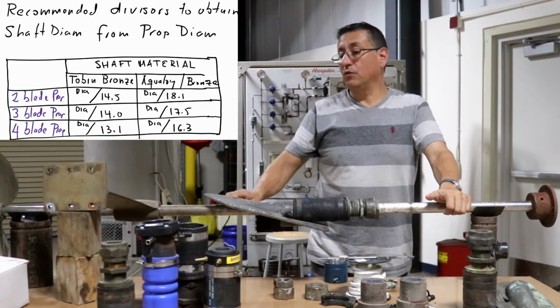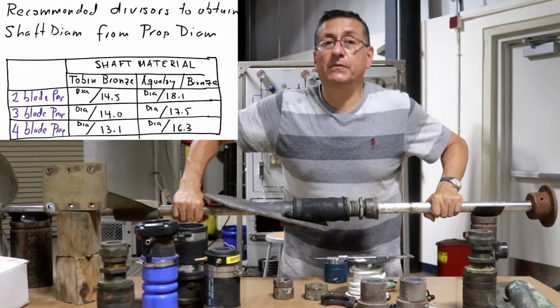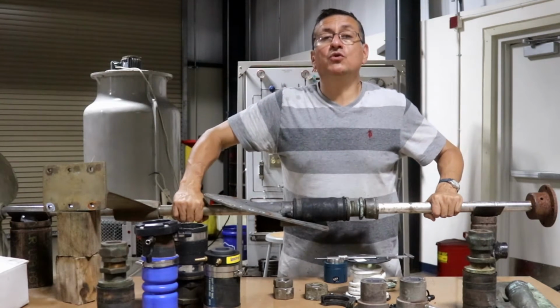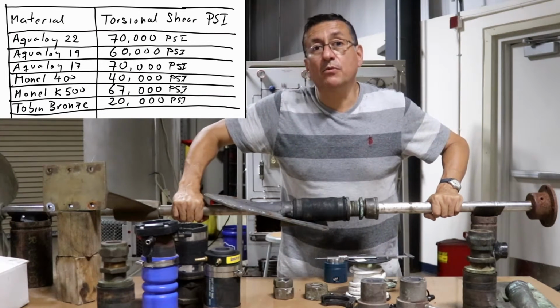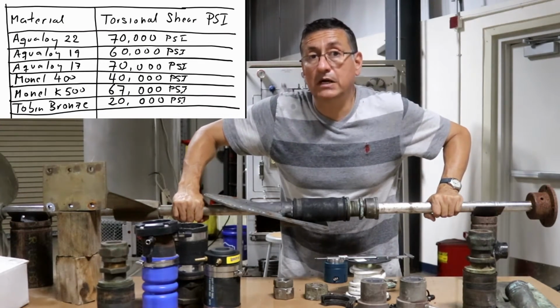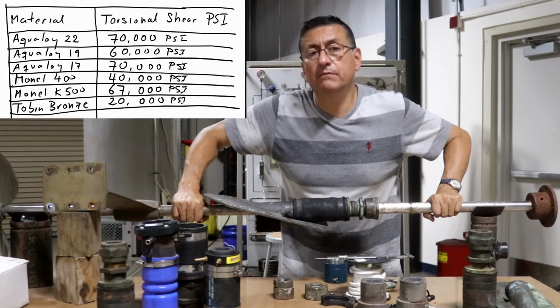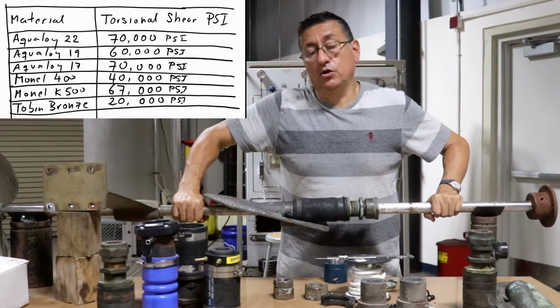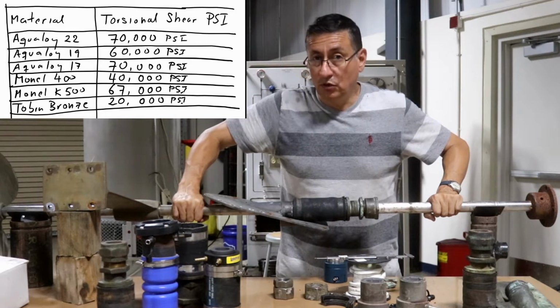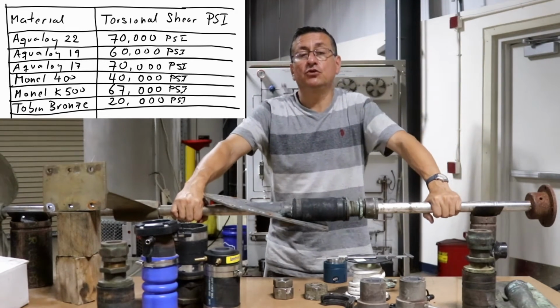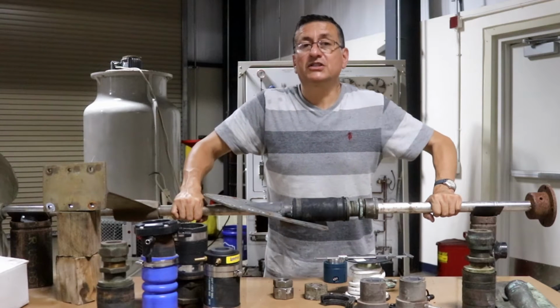Okay, be careful when you select the shaft. Use appropriate materials. Don't forget naval bronze, tubing, Aqualoy 17, Aqualoy 19, or you can use Monel 400 or Monel 500. Those are the most common materials used and recommended for shafts.